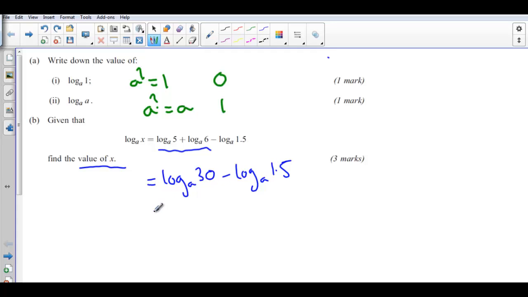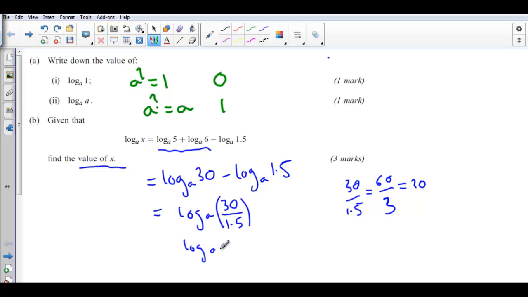Okay, so now let's do that. So now it's equal to log base A, 30, because we're subtracting, it's divided by 1.5. Put it in brackets just in case. Okay, so that just leaves us, if we can work out whatever that is what the x is going to be. We've got log of the base A of 60 divided by 3, so that matches with log to the base A of x, so therefore x must be 20.